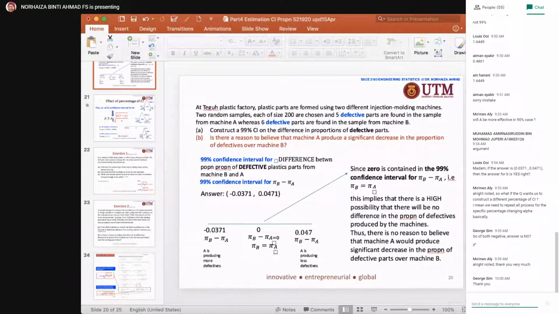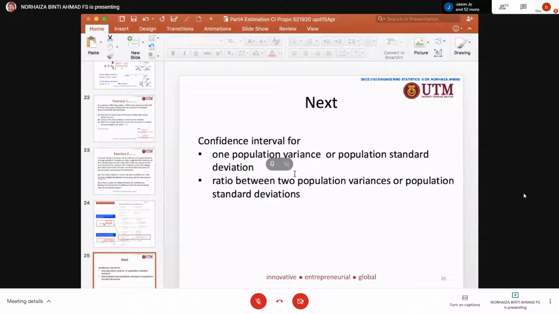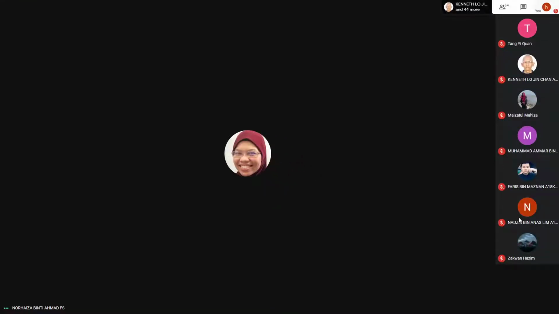Okay, that's it. All right. Alamak, it's already 10 o'clock. I'm going off because I know that you might have class after this. Kejap eh. So I'll end the session there. Next week we're going to do the confidence interval for population variance. Okay, right.